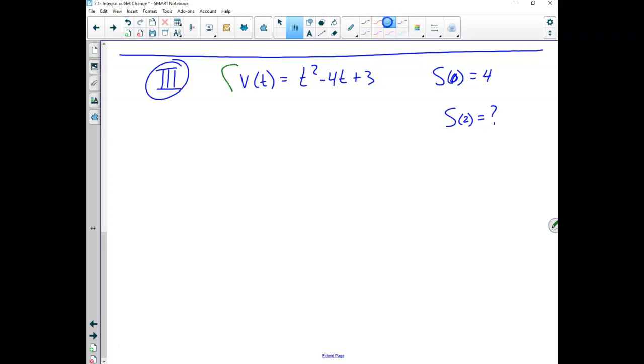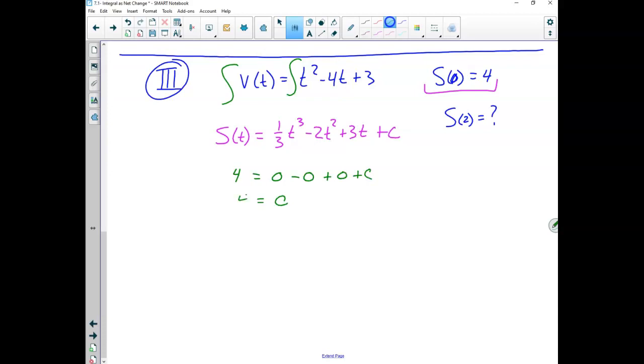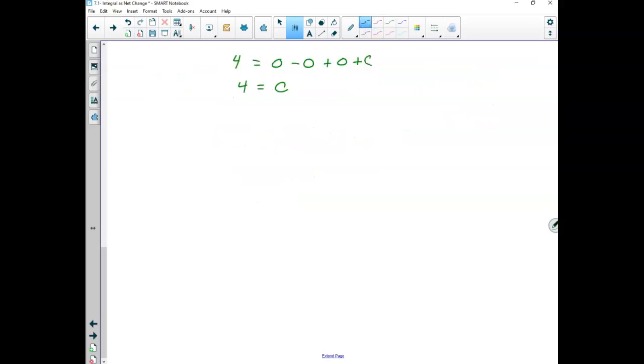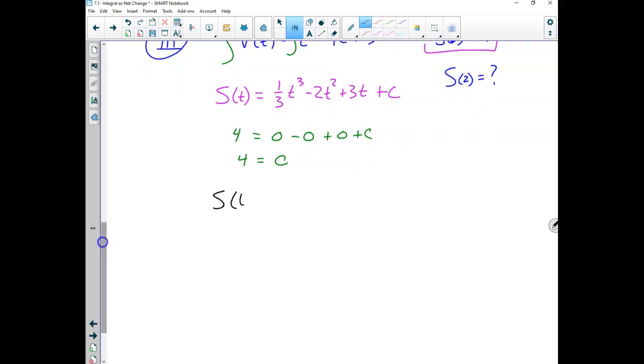But we do know that if we integrate velocity, we get position, don't we? So we know the antiderivative of v of t is s of t. And if I integrate t squared minus 4t plus 3, well, I know that's 1/3 t cubed minus 2t squared plus 3t plus my constant of integration. And I can come back here and I can use my initial condition. And I can say 4 equals 0 minus 0 plus 0 plus c. So c equals 4. Well, that's kind of slick because now that I know c is 4, I also know that my s of t function, s of t equals 1/3 t cubed minus 2t squared plus 3t plus 4, shocker, okay?